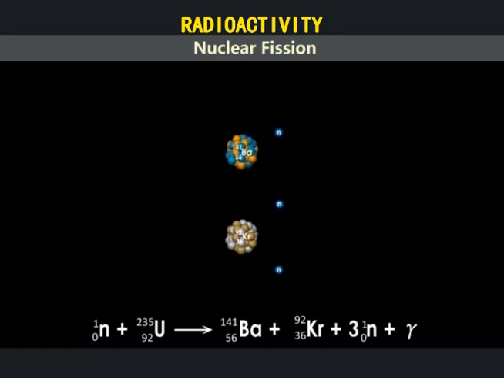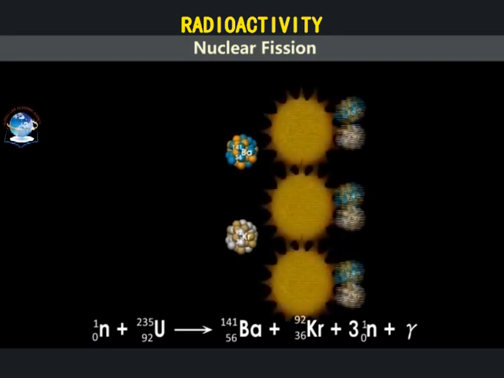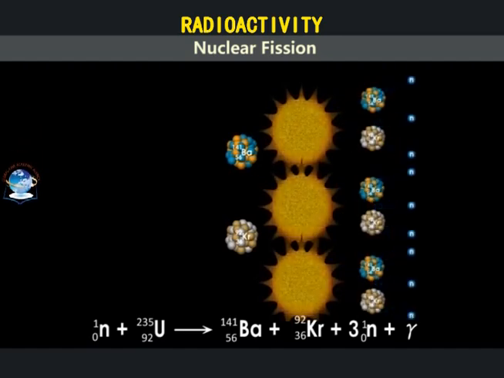These neutrons can be absorbed by other uranium-235 nuclei, resulting in a chain reaction. This leads to an exponentially high amount of energy being released by a single reaction.